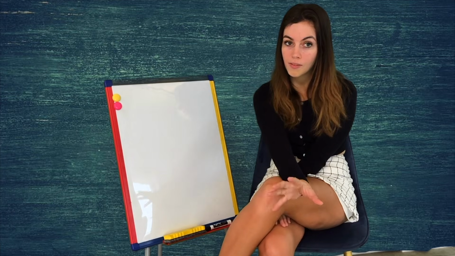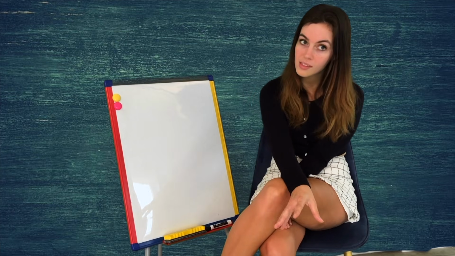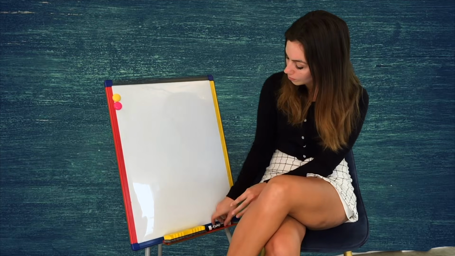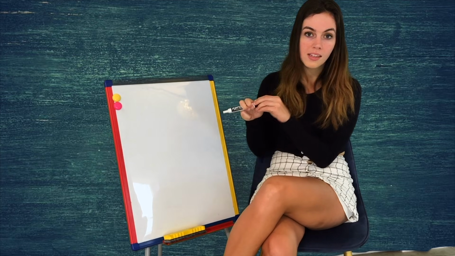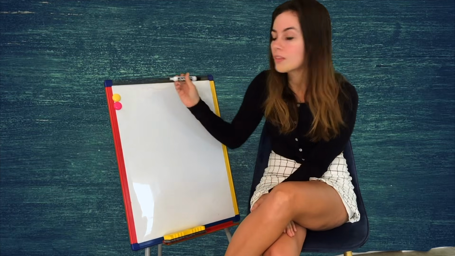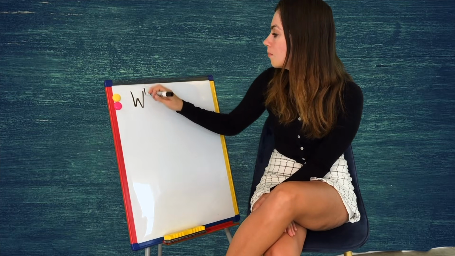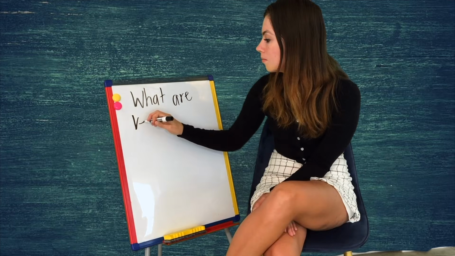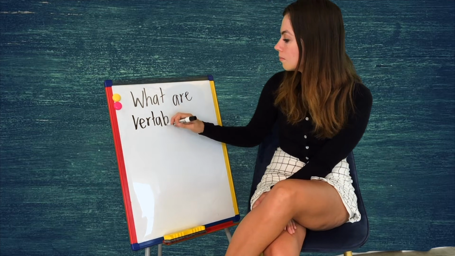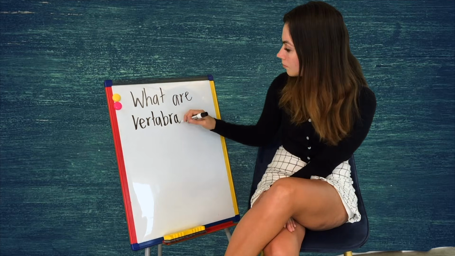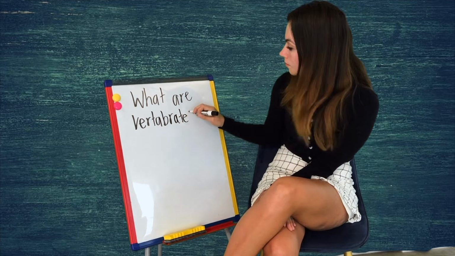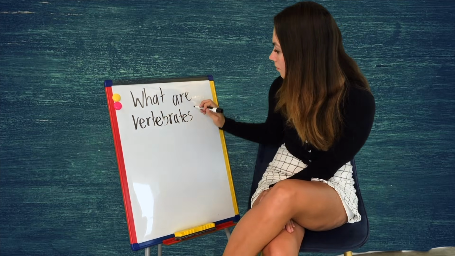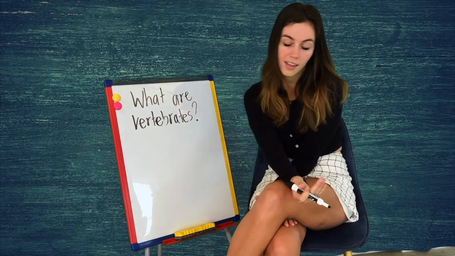What we're going to talk about first is vertebrates, and what makes a vertebrate. That's going to help us classify different types of animals. What are they? Does anyone have an idea?